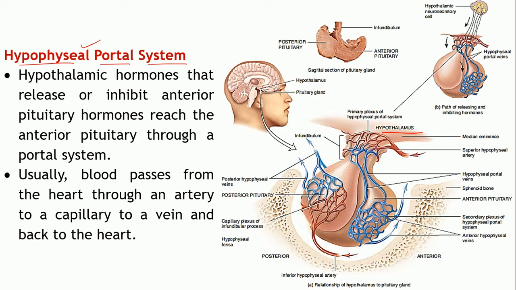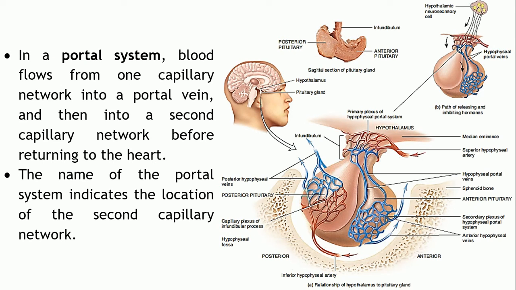Now, what do you mean by this portal system? Usually, in the circulatory system, we have seen that blood is pumped by the heart into the arteries. From arteries, it moves into the capillaries. Capillaries unite to form venules, and then the veins, and the blood flows back to the heart. That is the normal blood flow, right? But this does not happen in a portal system. We have also seen the hepatic portal system. What do you mean by a portal system? A portal system is one in which the blood flows from one capillary network into a portal vein and then into a second capillary network.